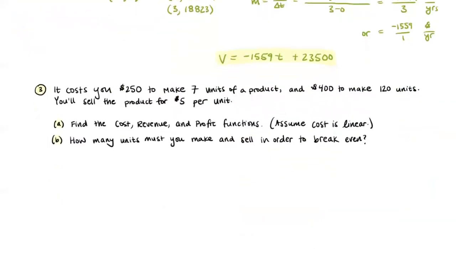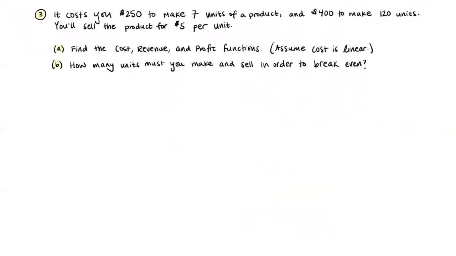Okay, our third and last example for applications of linear stuff is with economics. It says it costs you $250 to make 7 units of a product and $400 to make 120 units. We're going to sell the product for $5 per unit. If you don't like units, you can put in whatever you want there, anything at all. Part A, we're going to find the cost, revenue, and profit functions, assuming the cost is linear. And for part B, we're going to find how many units we must make and sell in order to break even.